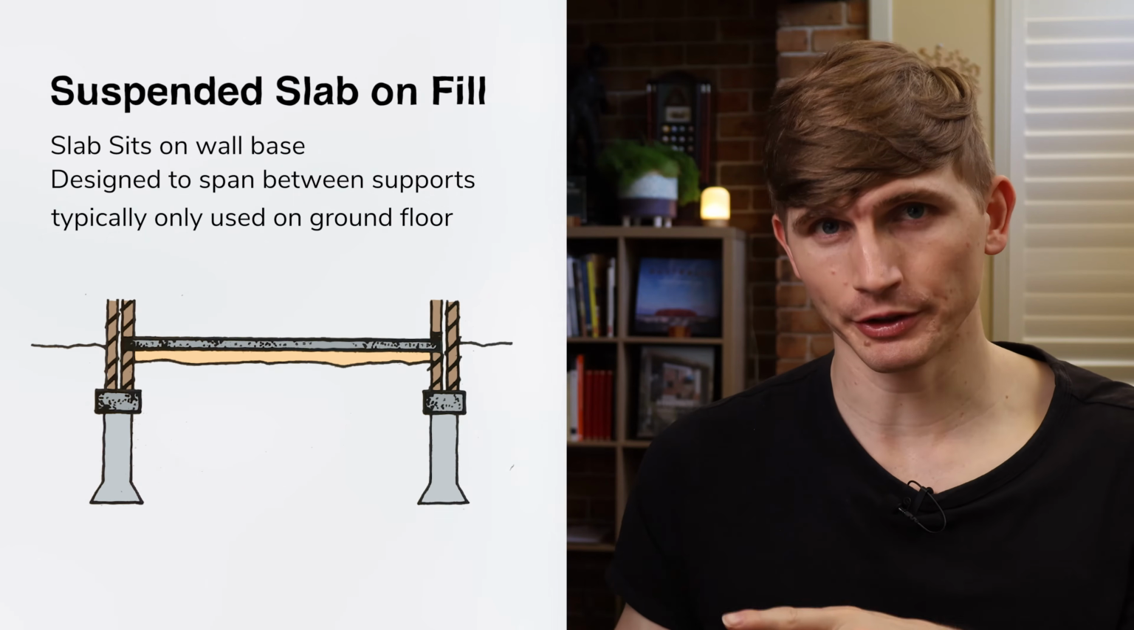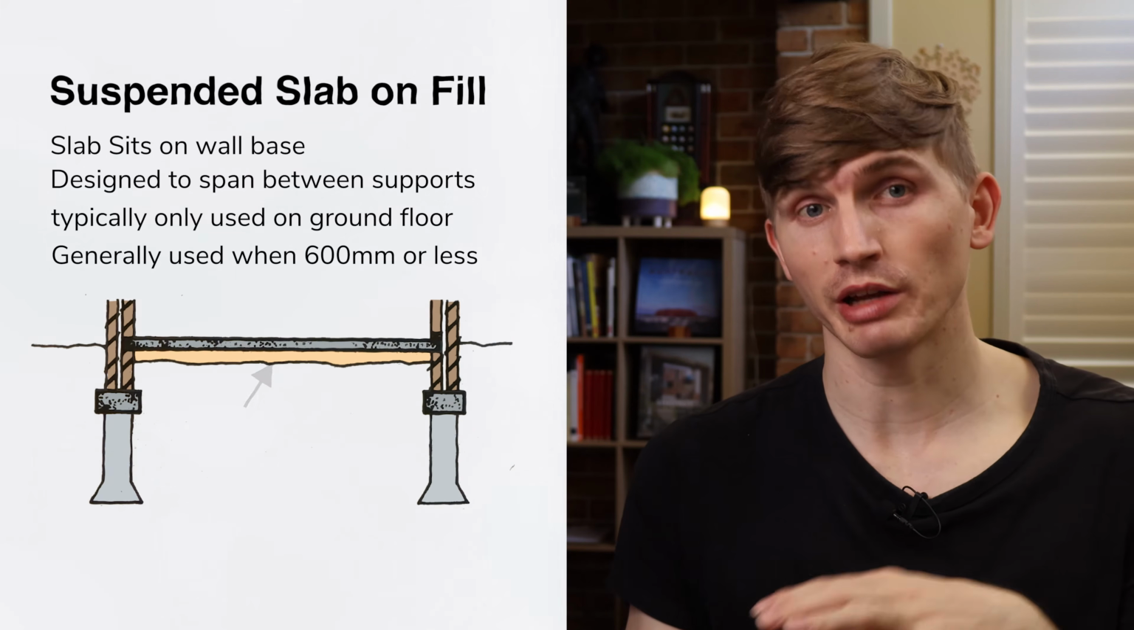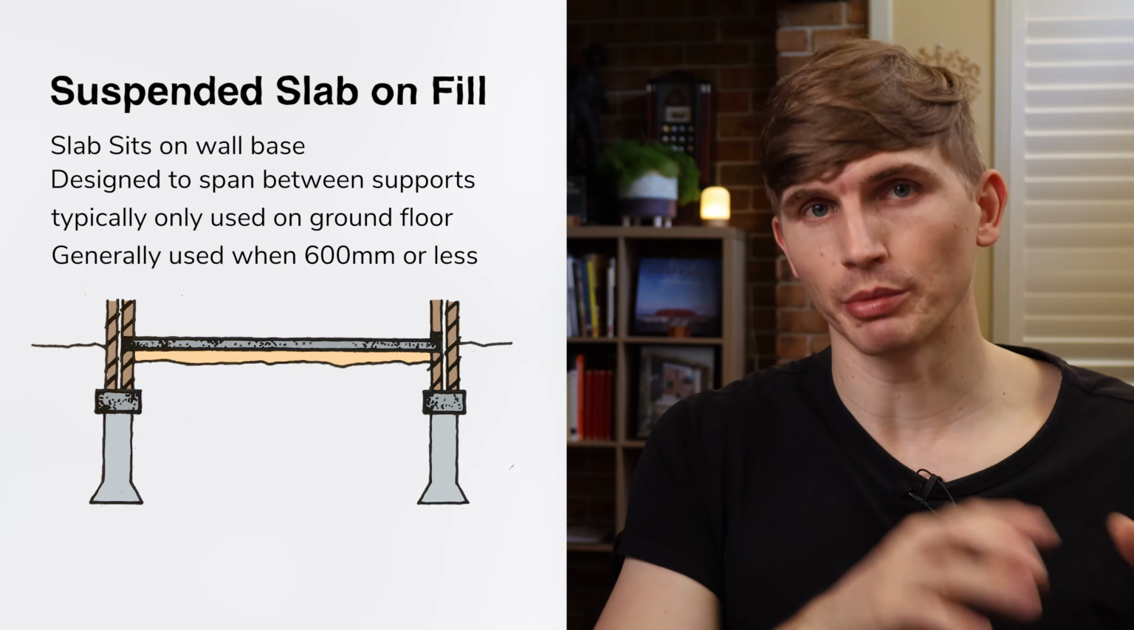Suspended concrete slabs on fill are typically only used on ground floor slabs, where the height from the ground to the underside of the slab is 600 mm or less. If the clearance exceeds 600 mm, then removable formwork is typically more economical.